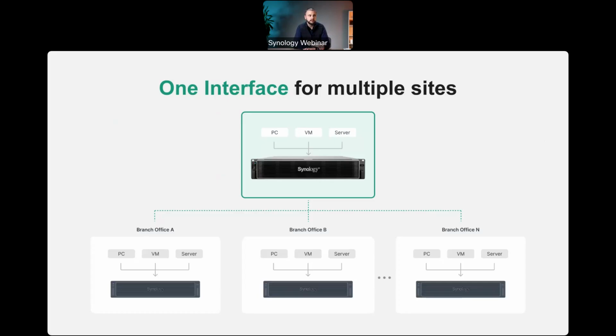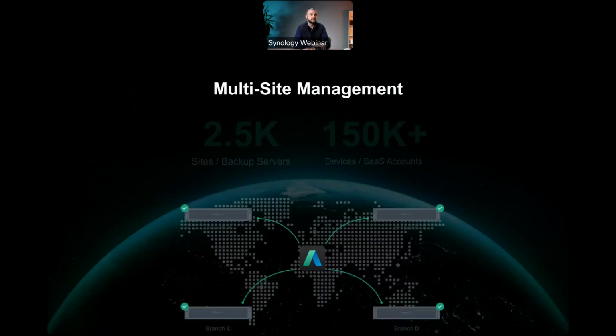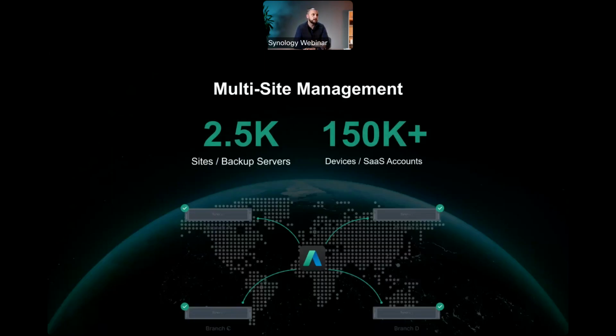And if some of you may be wondering, what if I already have a running backup deployment on a Synology NAS? For example, you have a backup that is somewhere placed on a NAS through Active Backup for Business. The answer is quite simple. If you have a NAS running ABB, you can control it through a DP device as well. So NAS systems that have a running Active Backup deployment can also be connected. And what is now the difference is that you can do multi-site management that you also saw in the video. So at the moment, our limit is 2,500 site backup servers or 150,000 devices or SaaS accounts.